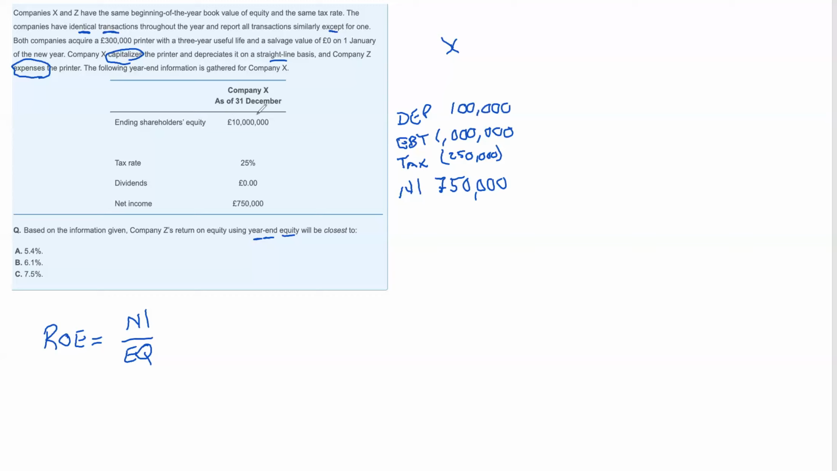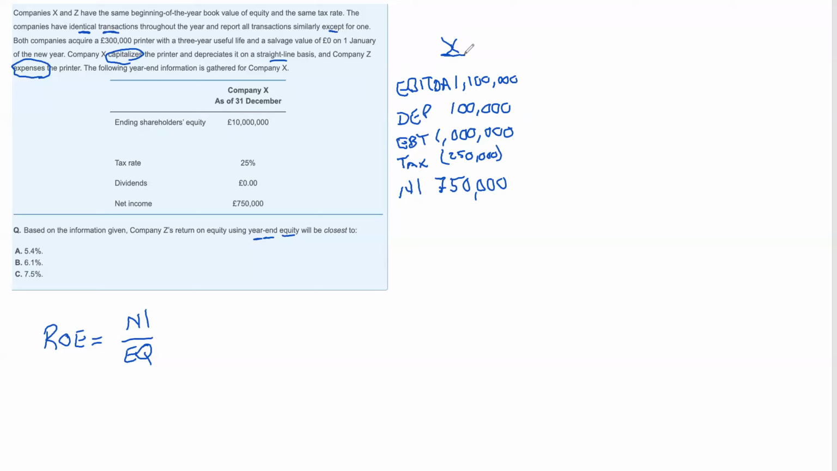If I work further up the income statement, I can have earnings before interest, taxes, depreciation and amortization. Let's work back. That's 1,100,000. I think that's probably far enough for us. This is the income statement for company X.